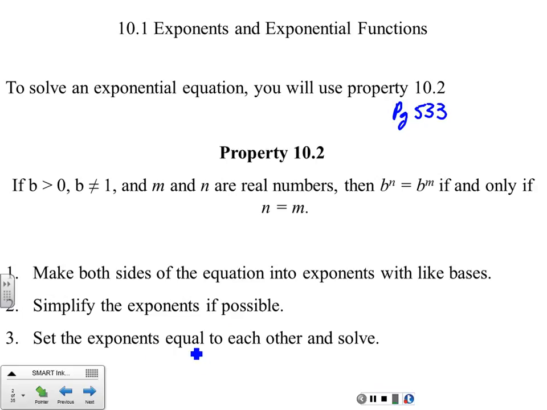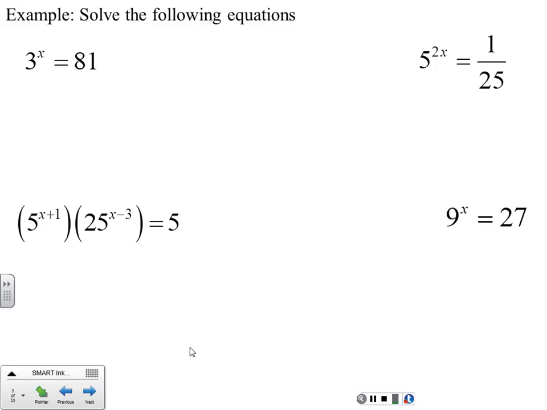Okay? So the key is, again, get your bases equal. Once you have your bases equal, make sure you simplify if needed. And then take your exponents, set them equal to each other, and then solve the basic equation. Okay? So let's look at 4 of these examples. The first one is very, very basic. So just to show you what's going to happen.